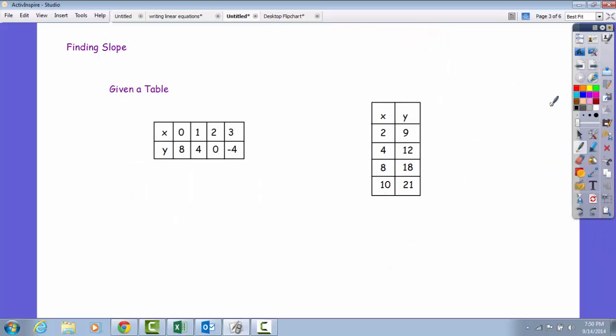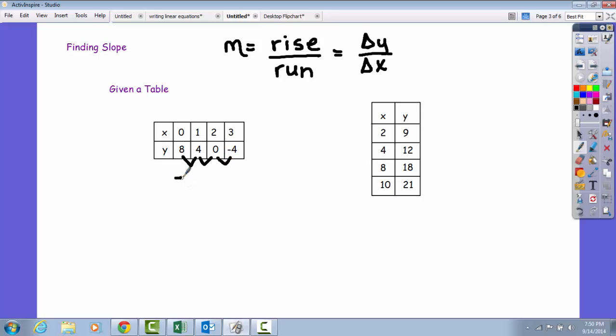Last but not least, we are also asked to find slope given a table. Again, for slope we use the terms rise over run. A reminder, a rise is the change in our y values, and the run is the change in our x values. So I always start by looking at the change in my y's. On this table that is horizontal, the y's are on the bottom, and I notice that my y values on this table are going down by 4 every single time.